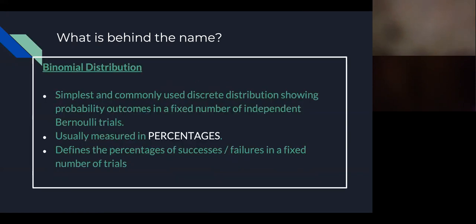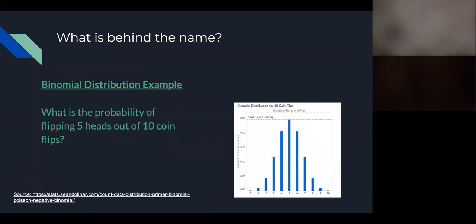Let's start with the definition of a binomial distribution. A binomial distribution is a simple and commonly used discrete distribution, showing probability outcomes in a fixed number of independent Bernoulli trials. It is usually measured in percentages and defines the percentage of successes or failures in a fixed number of trials. An example of a binomial distribution would be determining the probability of flipping 5 heads out of 10 coin flips, which in this case is 25%.